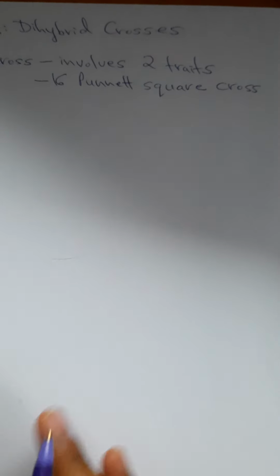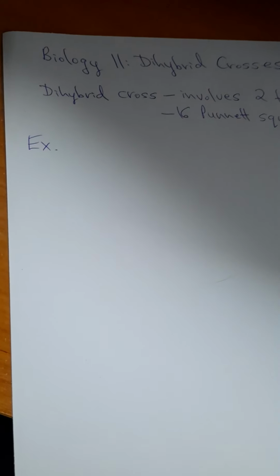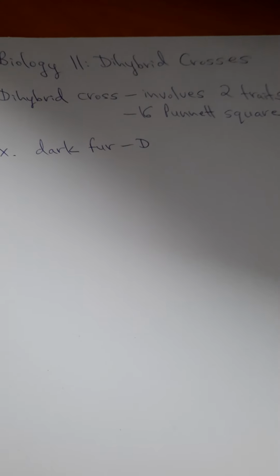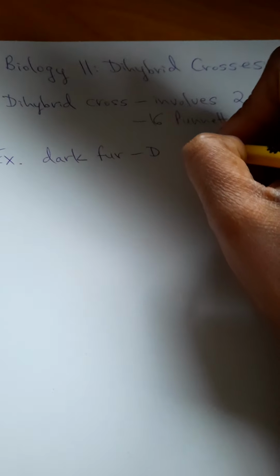And you'll know when you have two traits. You have to make sure you read the question very carefully. All right, so let's try this example. I'm going to read the question out loud. A male and a female guinea pig are both heterozygous for fur color and fur texture. The dark fur is capital D. Capital D. And the rough fur is capital R, and these are the dominant traits.